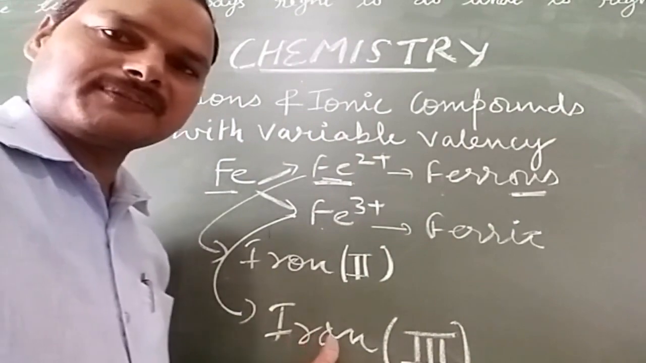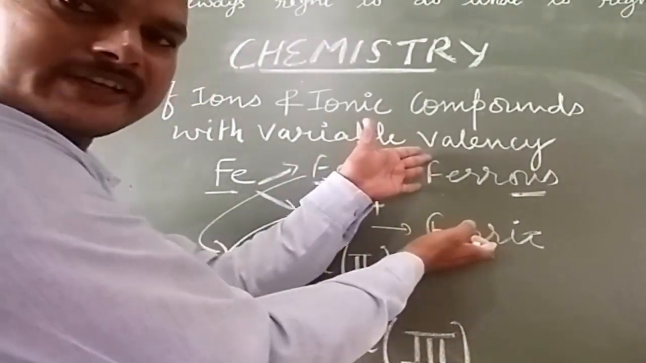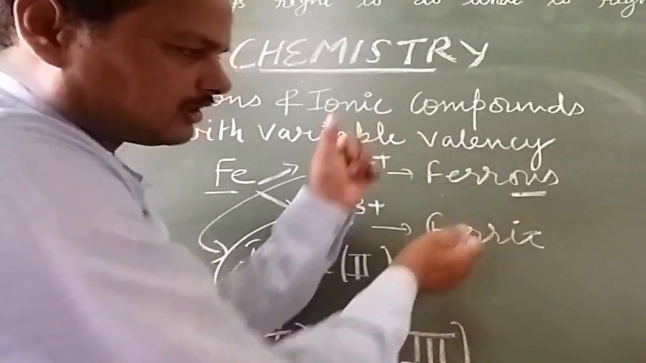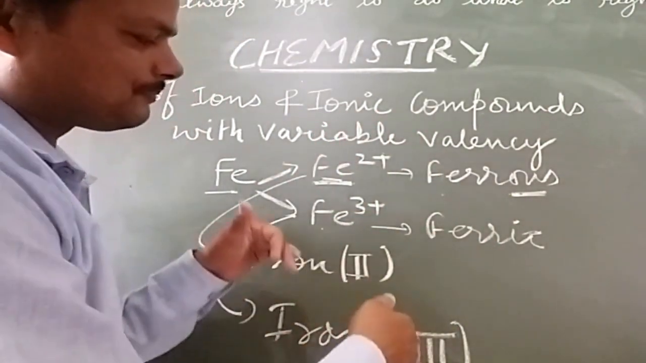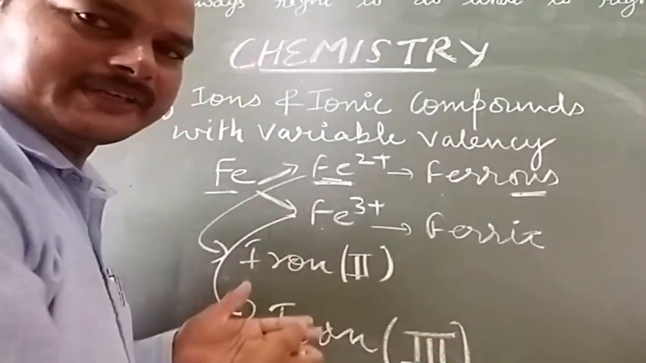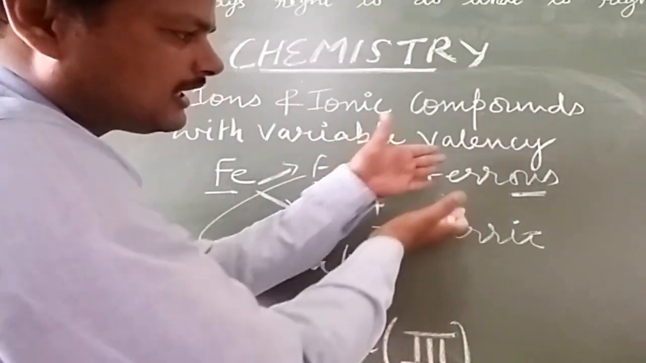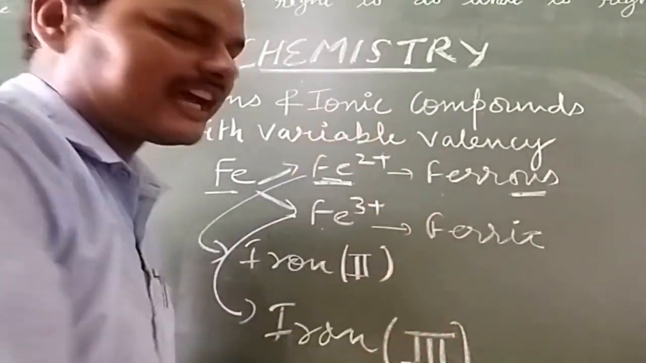This is the way of writing the name according to the new convention, and this is the way of writing the name with the old convention. But both are correct. In any type of question, any name can be given, in this way as well as in this way. Therefore, you must know both types of names.